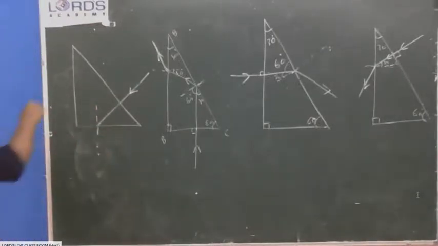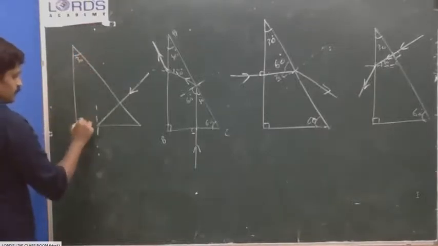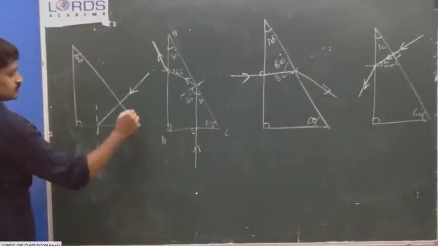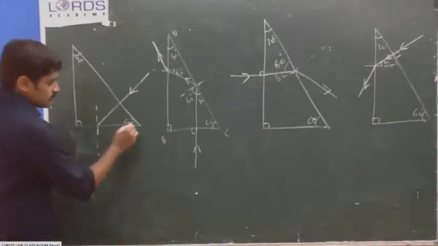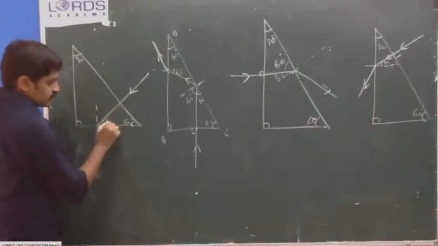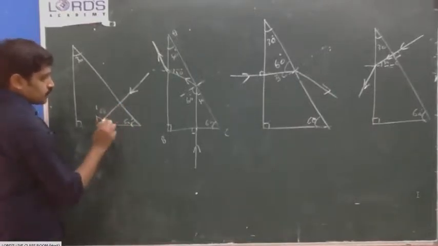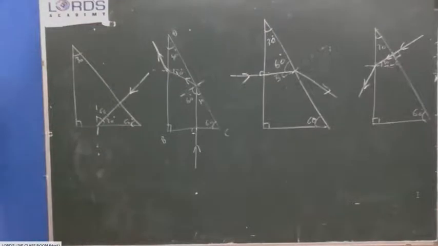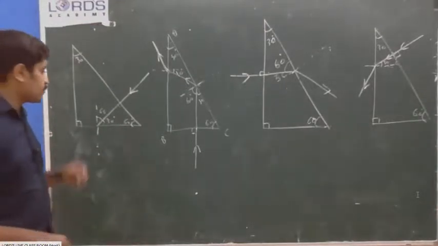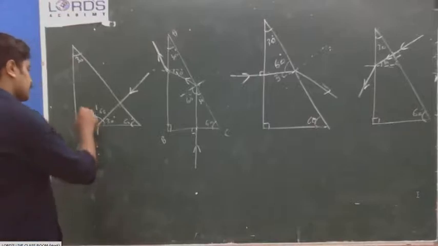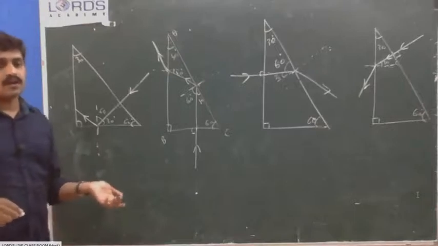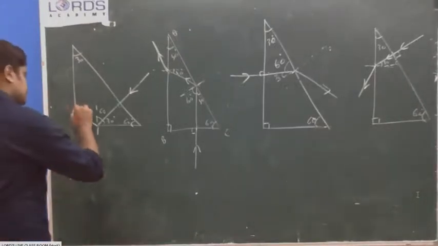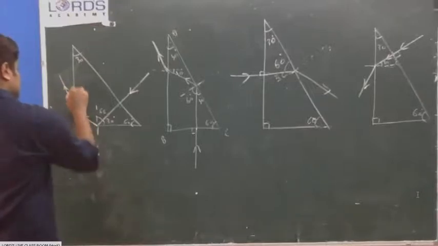So this angle is 30, 90, 60. How to know the angle of incidence? This angle is 60, this angle is 90, so this angle is 30 and here it is 60. So the angle of incidence, 60 degrees, is greater than the critical angle. So what happened? Let it undergo total internal reflection and reach here. Again, let it undergo refraction. Later reach here.